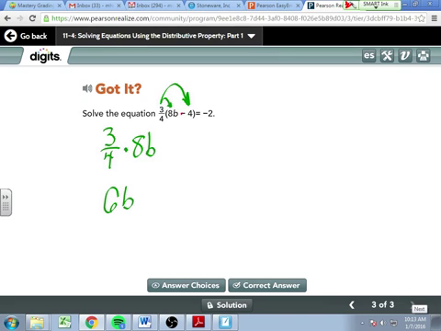I carry down the subtraction. So I say, okay, so this is going to be minus. Now that I used it as subtraction, this 4 I can think of as being positive.